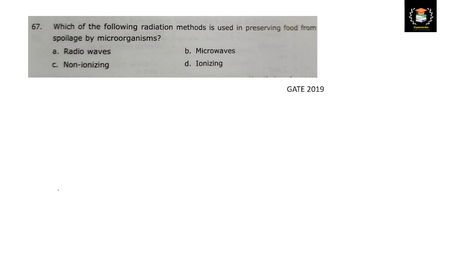The next question: which of the following radiation methods is used in preserving food from spoilage by microorganisms? Which methods have we studied? I told you in the food industry they generally use which rays? Gamma rays. So gamma rays are a type of ionizing radiation. So the correct option here is ionizing radiation. Okay.